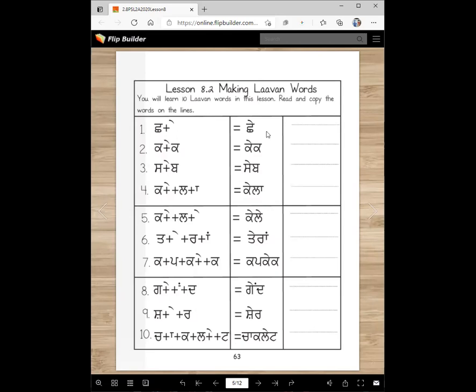Chachalama, che. And here you will copy this word. Kaka, lama, cake. Sasalama, sebe. What sebe? You will know the meaning later on. We'll see a picture. Kake lama, ke, lalilama, le. That's a plural of this. Tatilama, te.